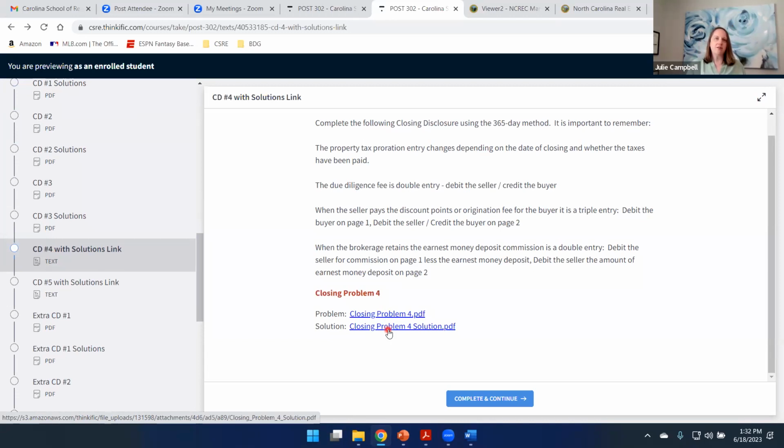If you do get stuck doing any of these closing disclosures, let me know which one you're working on. And as I've mentioned, pictures help me. So take a picture of your work, snap a screenshot, send me what you see, and I can help you get unstuck. But before you start banging your head on the desk, that's when you reach out to Julie. Let's not get to that point. Good?